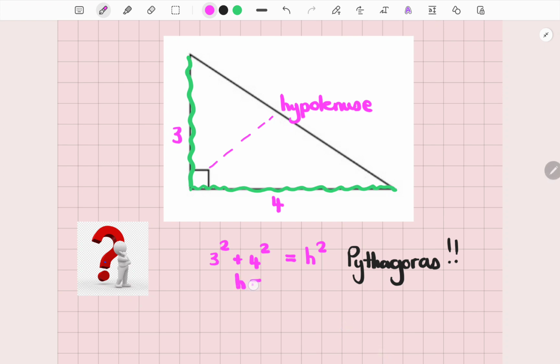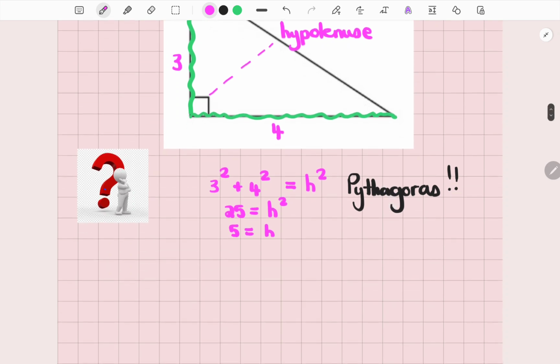Here you can just write h is either plus or minus 5. It's very important, it's coming in now that you have to use the plus and the minus. Why is that? 3 squared plus 4 squared gives you 25, which is equal to h squared. If you square root both sides, up to now maybe your teacher has introduced it to you, you would just say h is 5, because if you square the square root, that will cancel out and you get 5.